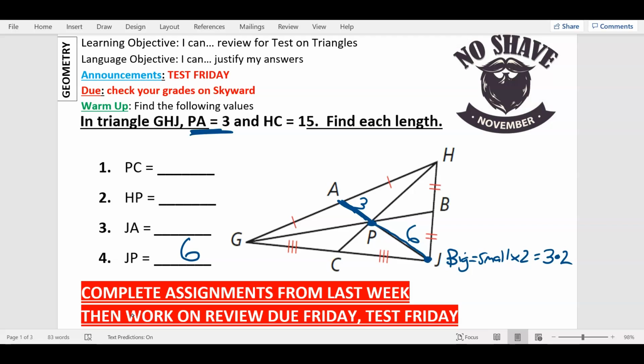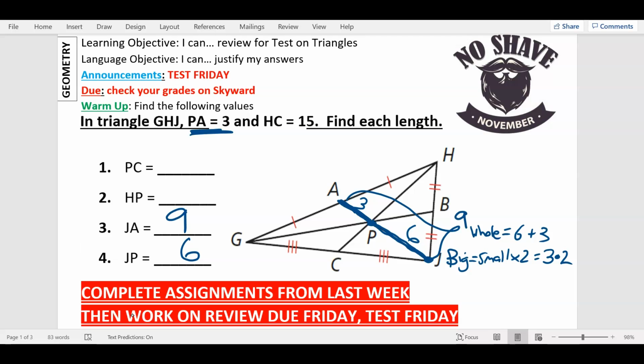Cool. Now look at number 3, JA. From J all the way across to A. Y'all agree that's the whole thing, right? From J to A. How do I find JA, all the way across, and add up both parts? What do I do with these numbers? Add them up. Part plus part equals the whole. That's the second addition postulate we did earlier. Okay. So the whole equals 6 plus 3 gives us what? Okay, 9 for JA.